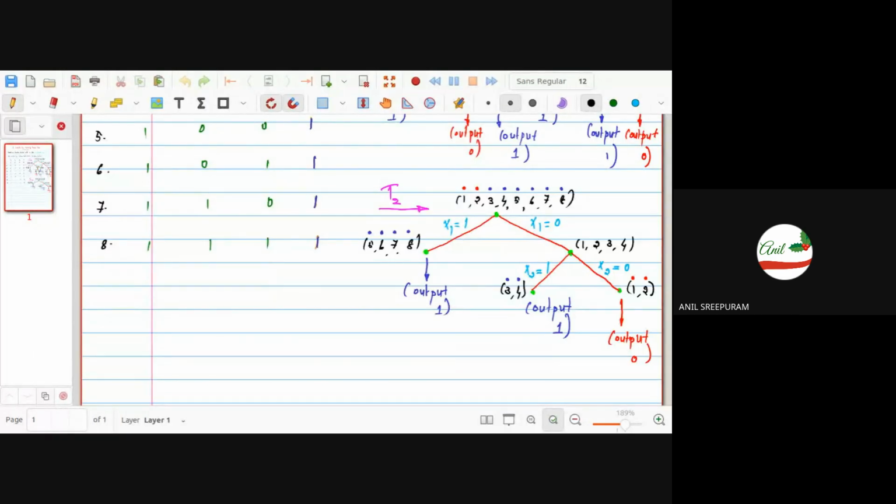I'll just write it here. This is only for decision trees. Just close it. Take another.